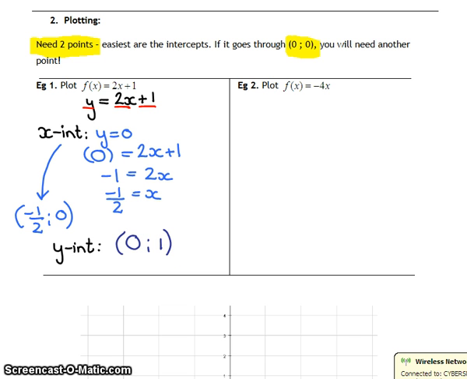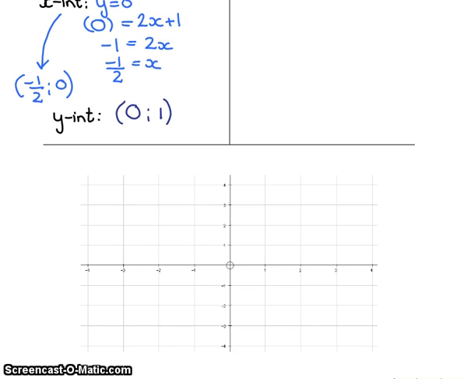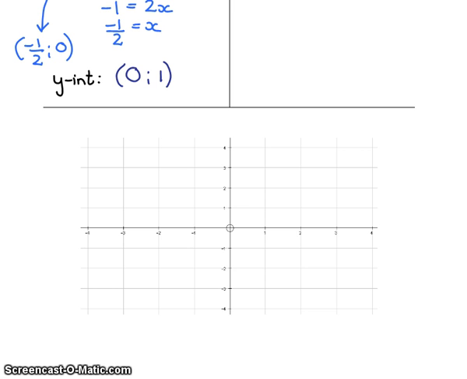Once this is done and you find your x and y-intercept, considering they're not the origin, it's very easy for us to simply plot this straight line. We've said that the y-intercept is (0, 1), and the x-intercept is 0 for the y coordinate and negative a half on the x-axis. Please make sure that you always label all intercepts on graphs.